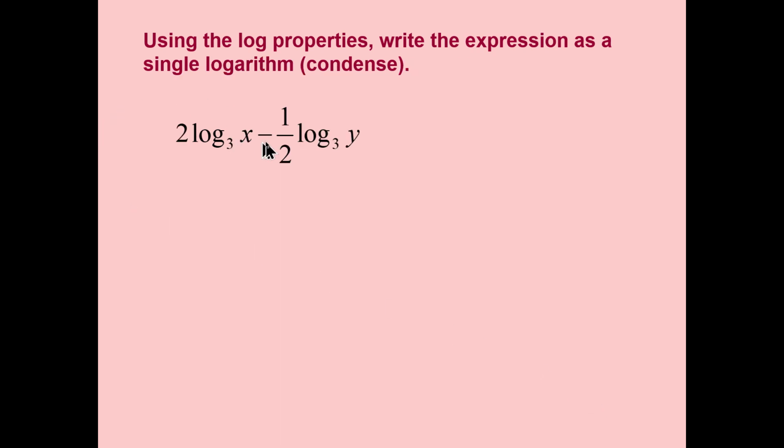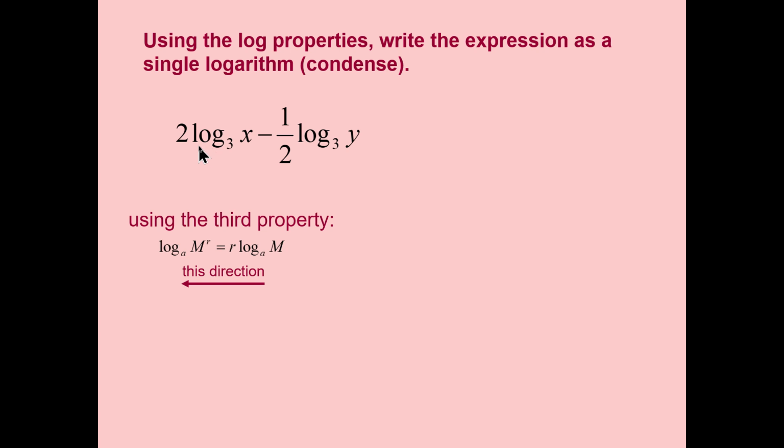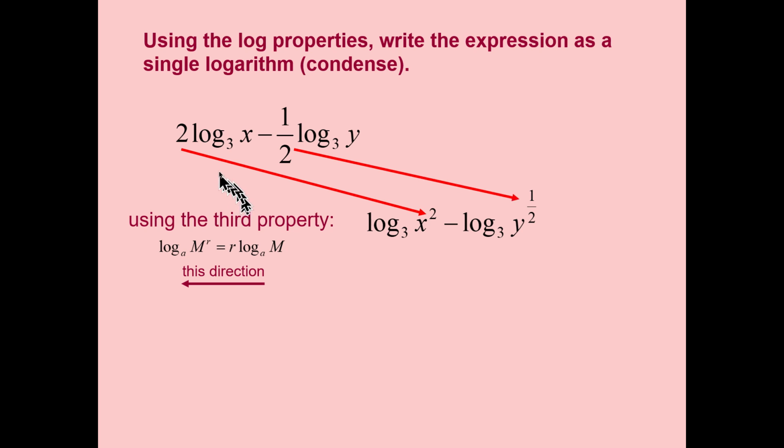Now we go back the other way, condense it down. Here we have a quotient. Here we also have the product rule. So we take care of each individual piece here. You can rewrite this in terms of the exponent. So this becomes log base 3 of x to the x squared. You have log of y to the 1/2 power.